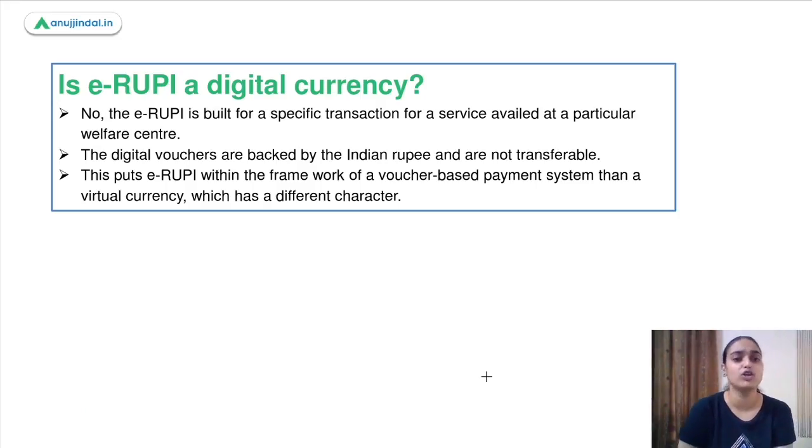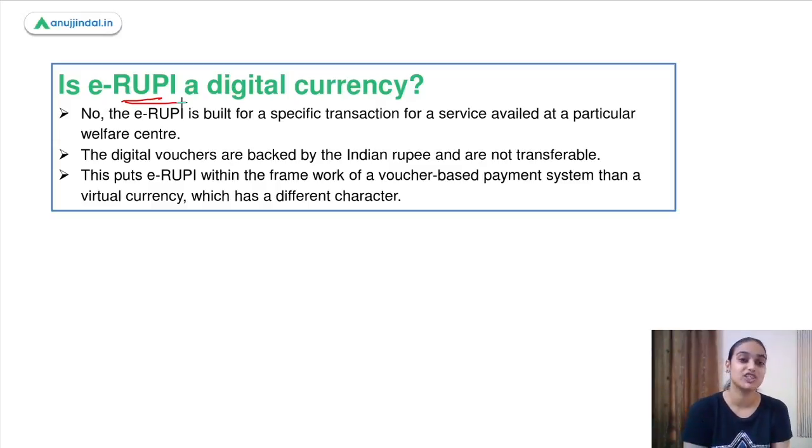Now, a very important question which arises is: is it a digital currency? A few days back, we were talking about the concept of central bank digital currency, where central banks all over the world are looking forward to bringing in a digital currency. There I discussed the basic concept of digital currency. When we discussed CBDC, the central bank digital currency, we discussed what it is and why different central banks are moving ahead to opt for digital currency. We also discussed what a digital currency actually is.